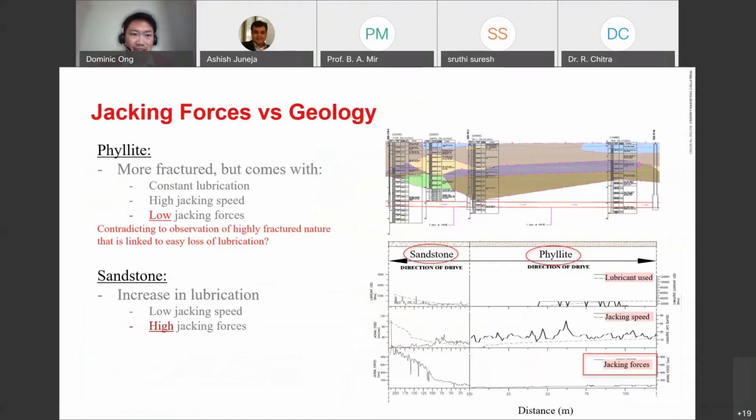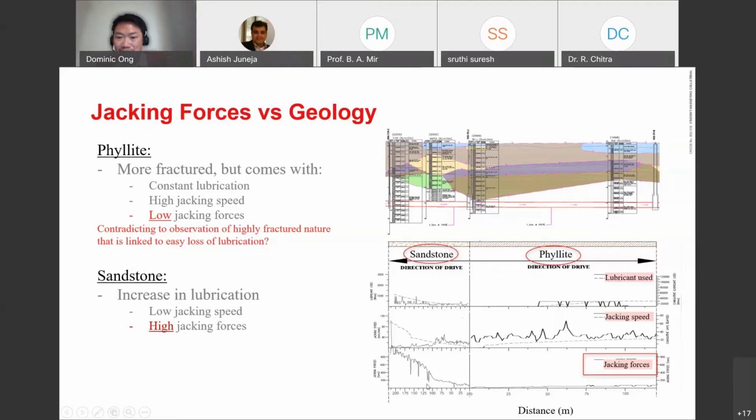So in this particular case here, jacking force versus geology. What you can see, we've got two types of geology. One is sandstone, and one is phyllite, the material we saw earlier on. As you can see, this is all the discrete data that was plotted to form a continuous data over the distance of jacking. As you can see, for the lubrication use, there's not much of a difference between phyllite and sandstone. Jacking speed, well, it's more or less the same.